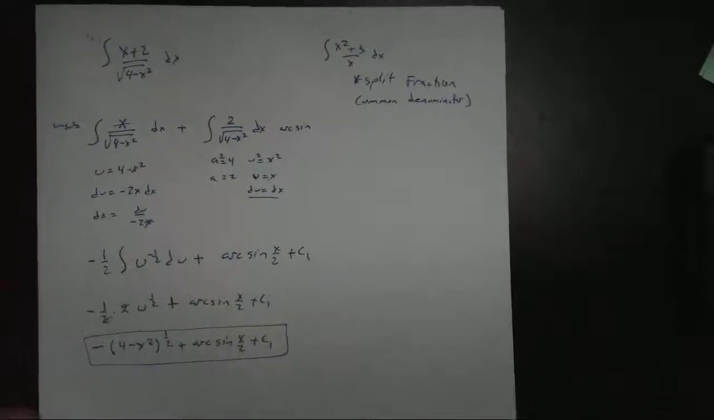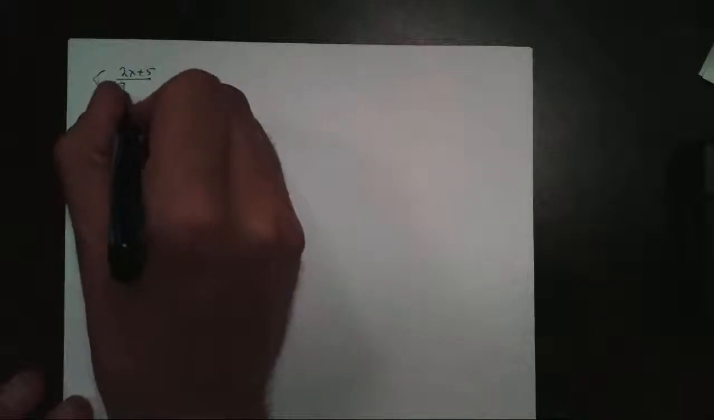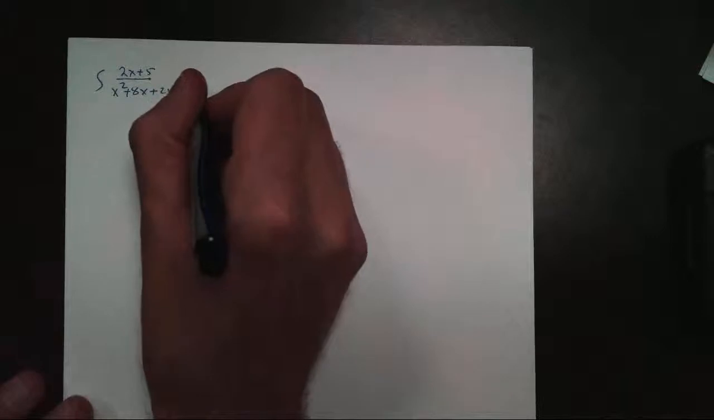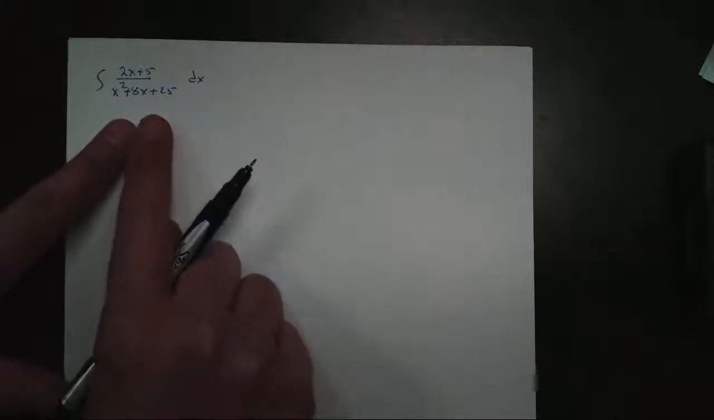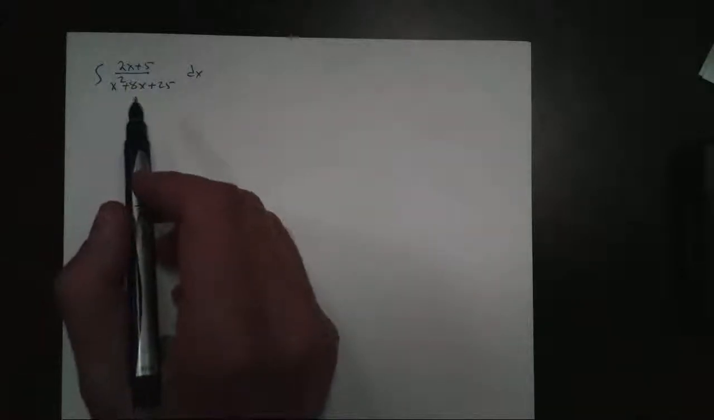All right, now our last one. May God have mercy on your soul. Let's take a look here at the last one. 2x plus 5 over x squared plus 8x plus 25 dx. Now this one we have to get creative because it's almost like the last one, except it's not a common denominator, so that fails for us.